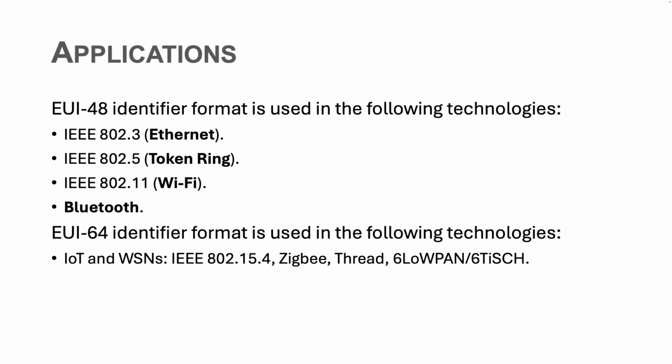Now, regarding the use of the EUI-48 and EUI-64 identifiers, the EUI-48 is employed in more traditional technologies such as Ethernet, Token Ring, and Wi-Fi, while the EUI-64 in technologies related to Internet of Things and wireless sensor networks such as IEEE 802.15.4, Zigbee, Thread, 6LoWPAN, and 6TiSCH.